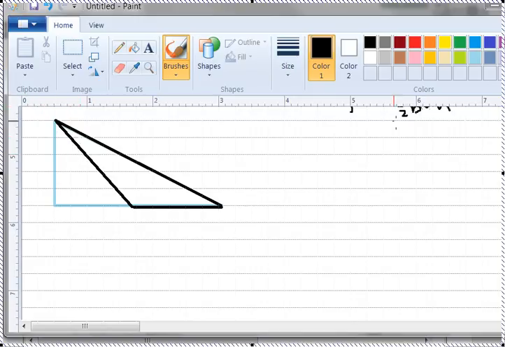Now, we've already established the area of a triangle equals 1/2 times base times height. And that would be for a nice triangle that looks like this. Everyone agree with that? Yes, good.